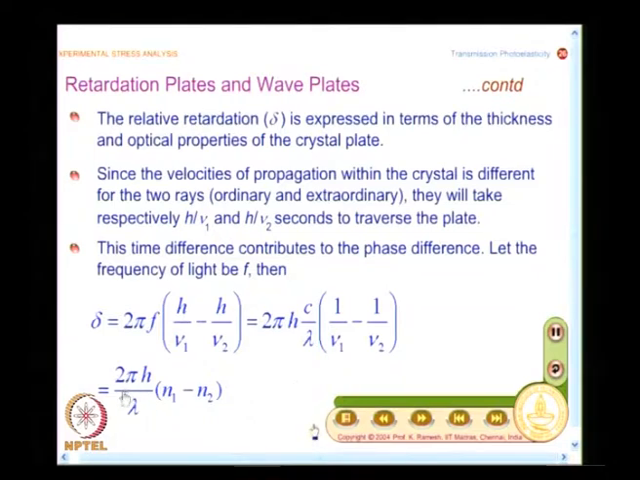So, we would confine our attention. Our mathematics will become a lot simpler if I use a monochromatic light source and do my photoelastic analysis. Now, you also have achromatic quarter wave plates, where the plate gives a phase difference of pi by 2 for a range of wavelengths. You have such plates available.